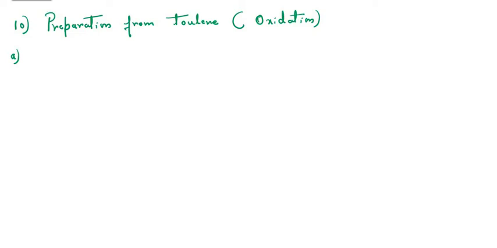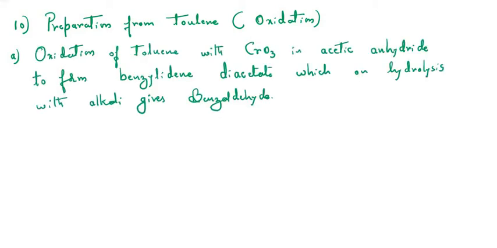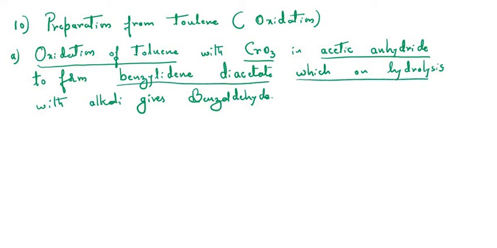Hello students, in this class we are going to learn the preparation of benzaldehyde from toluene, that is an oxidation reaction. Here, oxidation of toluene with chromium trioxide in acetic anhydride gives an intermediate called benzylidene diacetate, and this intermediate on hydrolysis with alkali will give benzaldehyde, students.